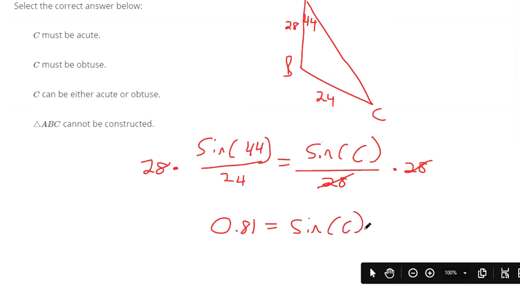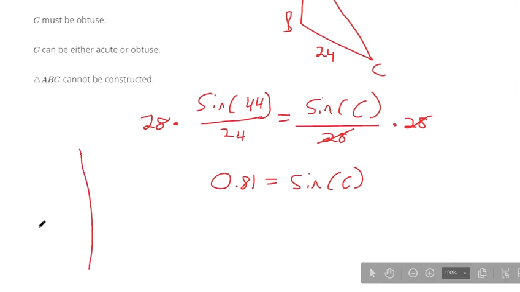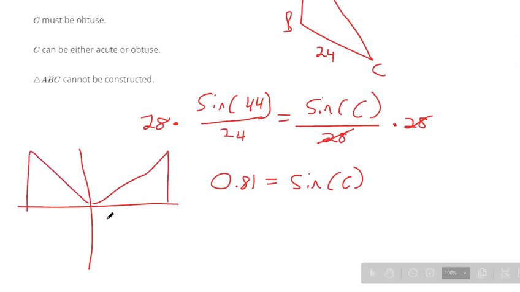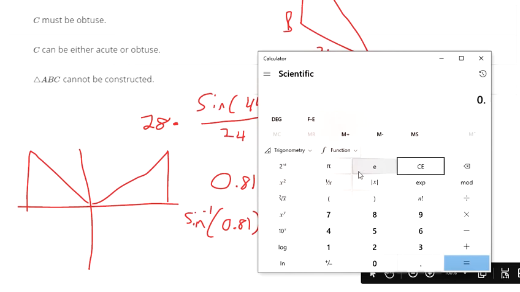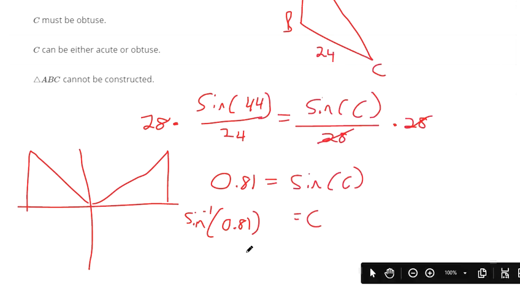Sine of C can equal 0.81. So what you want to think about is, remember when we studied before where sine can be graphed, sine could be positive here. So it could be a positive 0.81 here. It could be a positive 0.81 here. So we can solve for one of them with our calculator, but you'll want to be careful because the calculator is going to miss the other one. It's only going to give you one output. Because if you do inverse sine of 0.81, we get 54 degrees. So this is roughly 54 degrees.